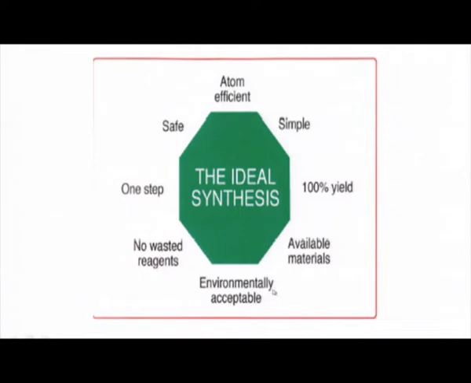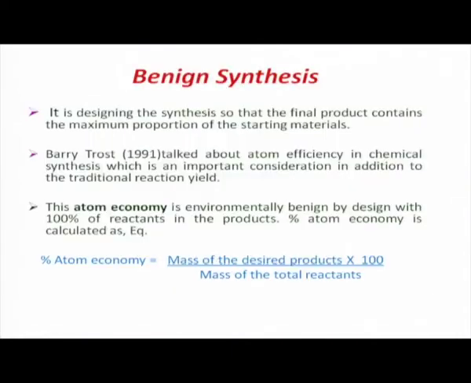So, if any process involves all those things, it is considered to be a green synthetic process for manufacturing a particular chemical compound. And the benign synthesis process is usually measured by the term atom economy. This is what is used to assess the benign process. The synthesis is designed so that the final product contains the maximum proportion of the starting material. Whatever is added should end up in the final product.